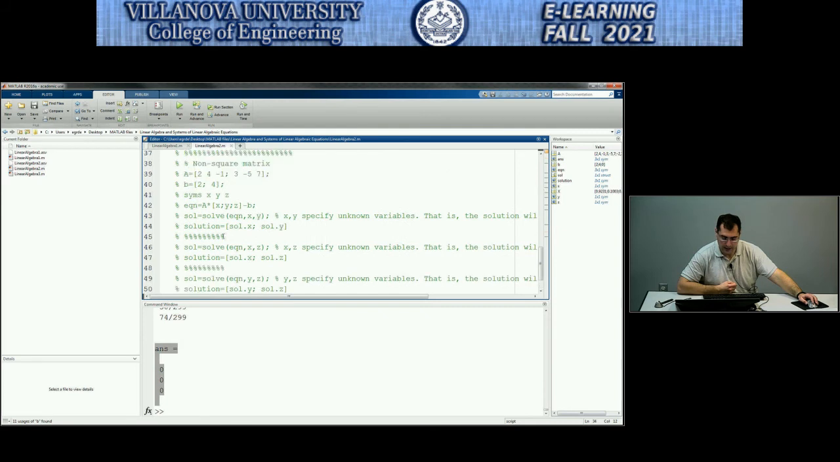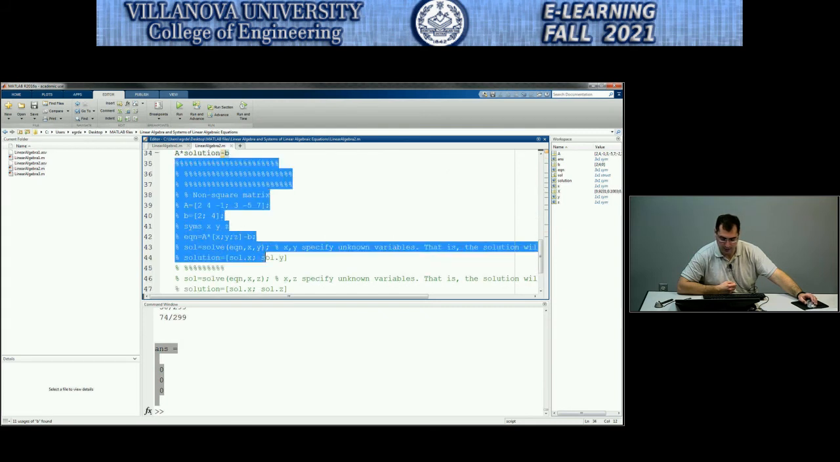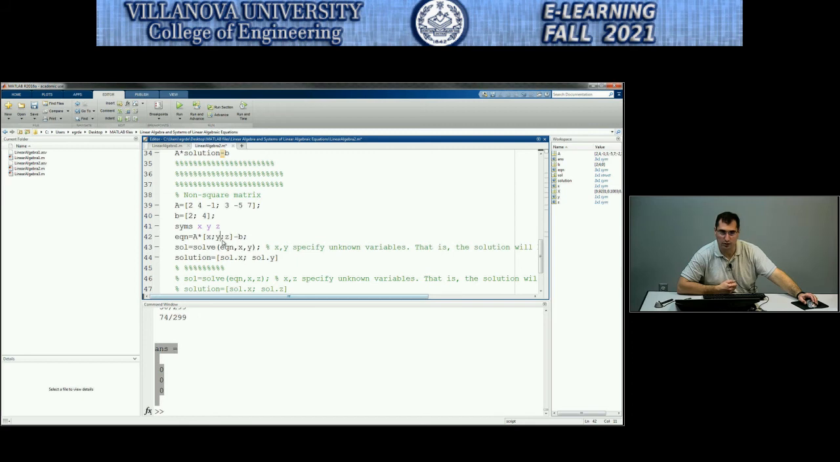How to handle non-square matrices? As I told you earlier, the solve command will solve this system of equations symbolically. So I'm defining a 2 by 3 matrix. I'm defining the vector b, which is a two-dimensional vector. My variables are still going to be x, y, and z, and I'm looking for the solution a times that x vector minus b is equal to 0.